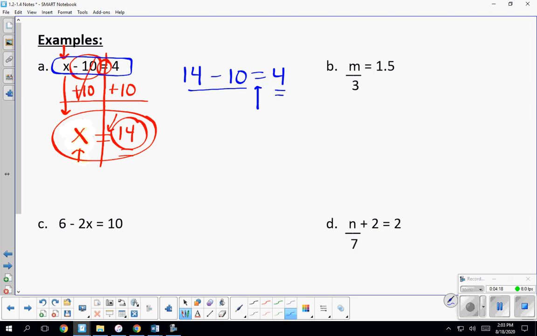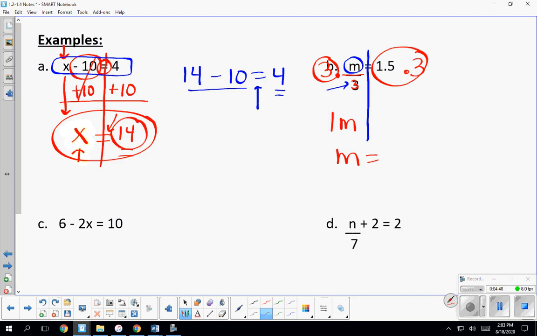So my second example. Here again, I'm trying to isolate this variable. So this is what I need to undo. And that bar says divided by 3. To undo division, I multiply both sides by 3. If I do it on one side, I have to also do it on the other. It says 3 divided by 3, which equals 1. So this is the same as 1m, or just m. And on this side, I'm taking 1.5 times 3, and 1.5 times 3 is going to be 4.5. Again, that's the value of the variable that makes this equation true.